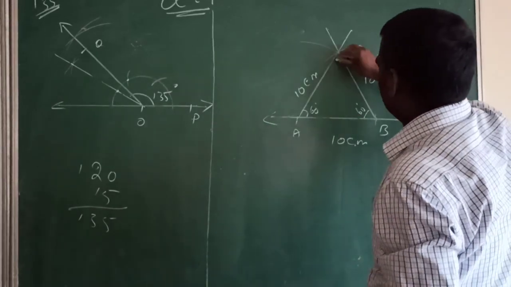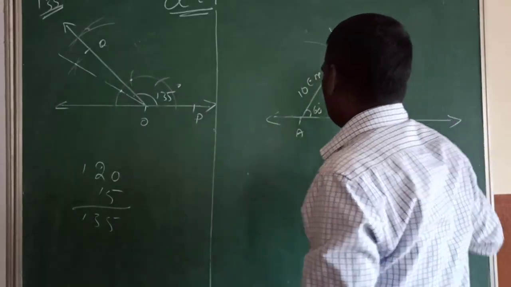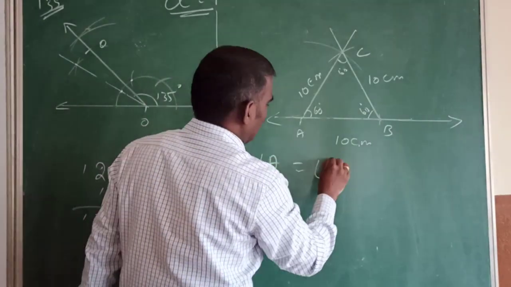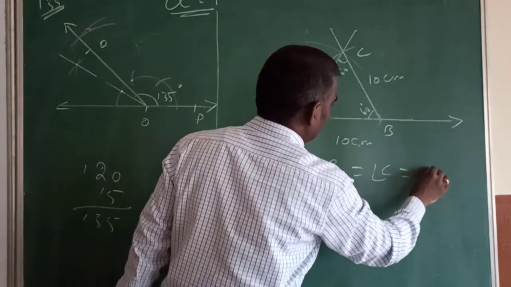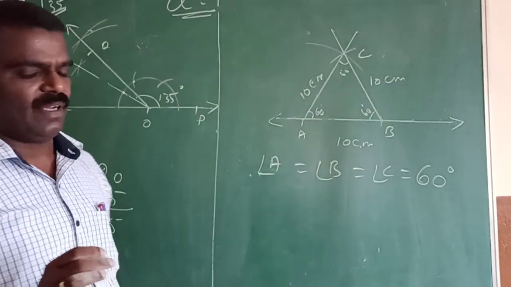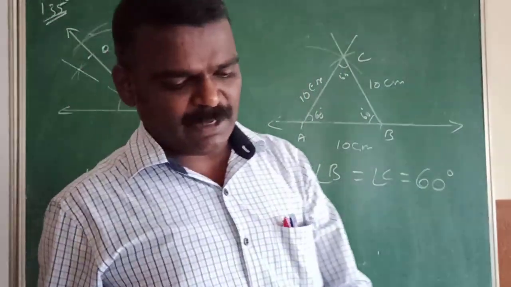So all the angles are how many? 60 degrees. So angle A equal to angle B equal to angle C equal to how many degrees? 60 degrees. Therefore, this is justified. Okay, children?